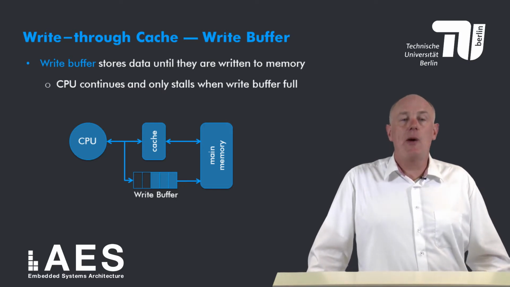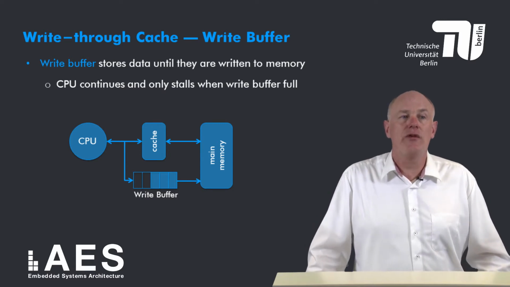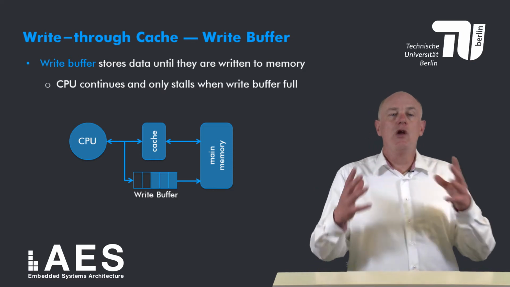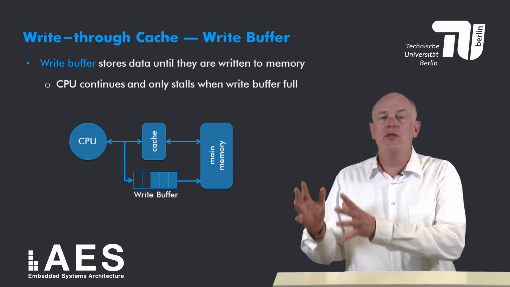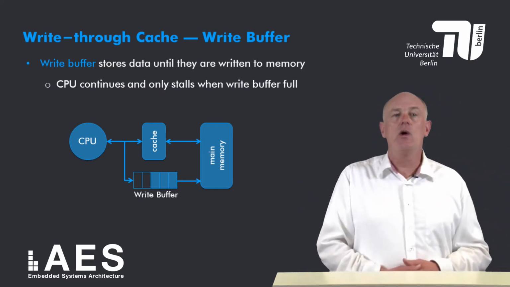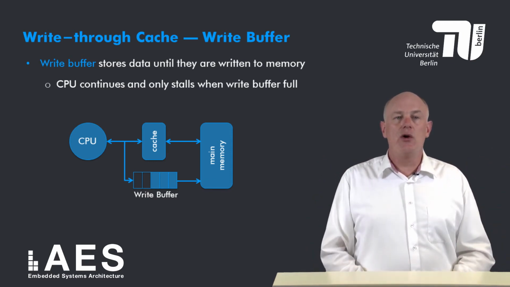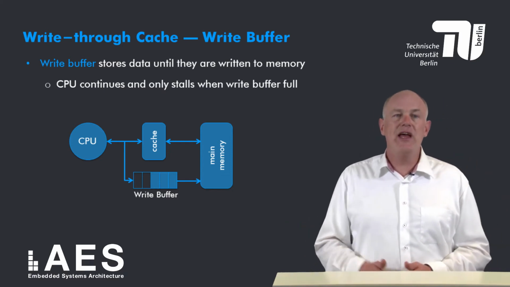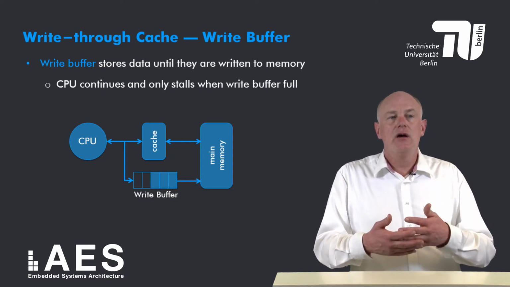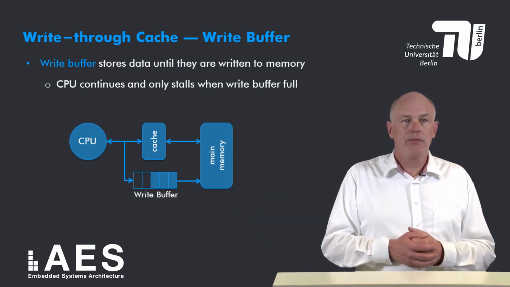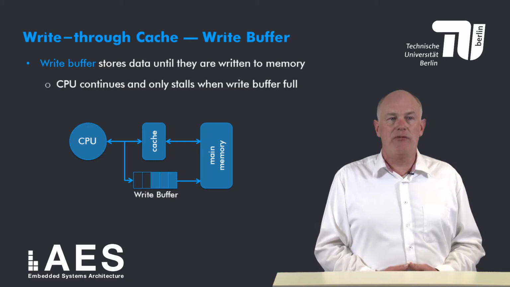This brings me to an optimization for a write-through cache. This optimization is called the write buffer. When we read data from memory or from cache, we want to return the data as soon as possible to the CPU so that the CPU can continue computing. The writes, on the other hand, are not on the critical path. They can happen in the background. The write buffer stores data until they are written back to memory. The CPU continues and only stalls when the write buffer is full.